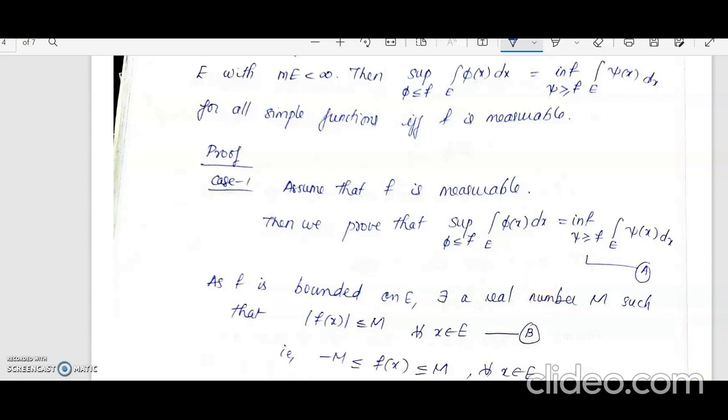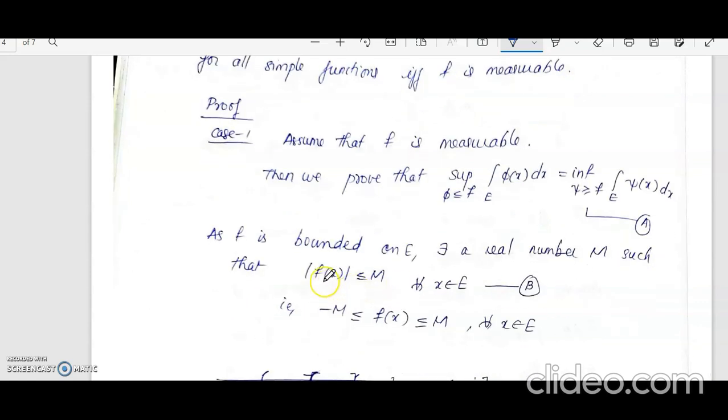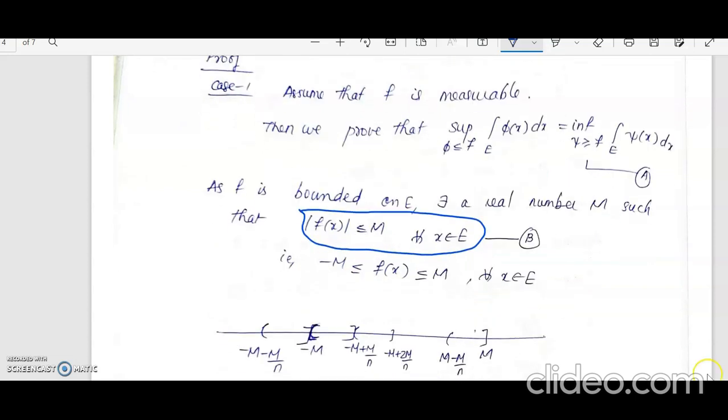So let us say that f lies between the values minus m and m. So you can find an m such that modulus of f is less than or equal to m for all x belonging to E. So that's the definition of a bounded function. So for a bounded function, you can always find an m such that f lies between minus m and plus m. So we have got such an m where f lies between minus m and m. So we have this interval minus m to m.